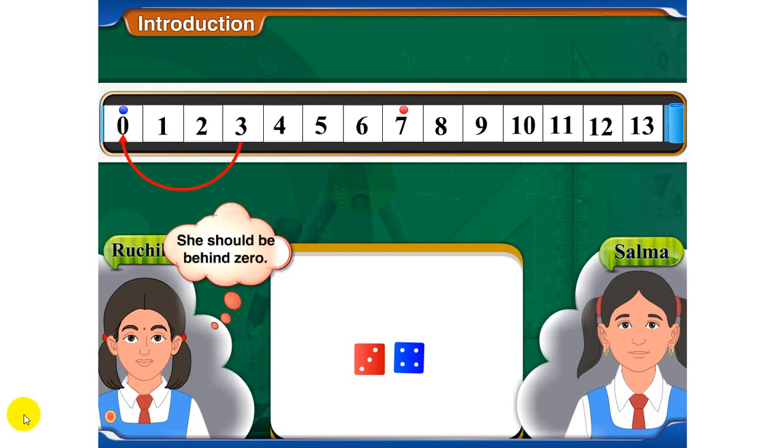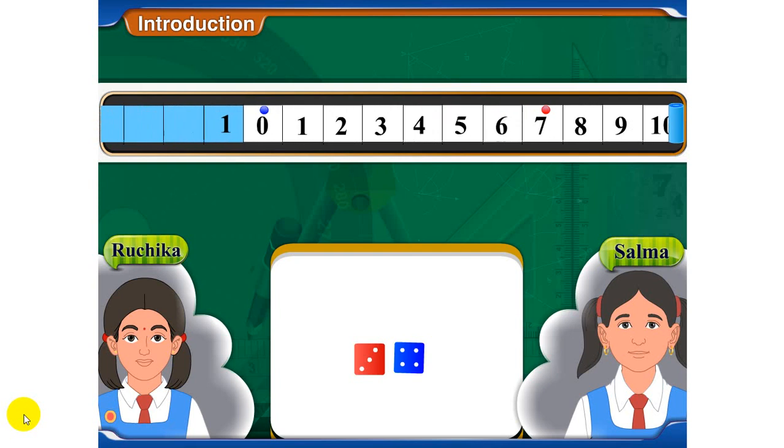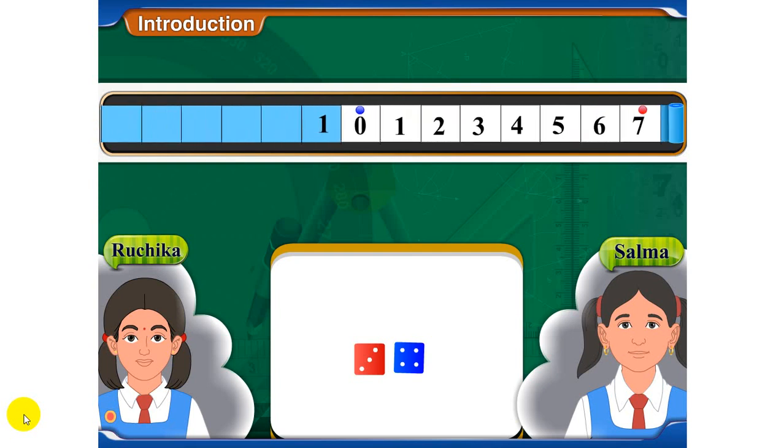But Ruchika objected, saying she should be behind 0. Salma agreed, but there is nothing behind 0. What can they do? Salma and Ruchika then extended the strip on the other side. They used a blue strip on the other side.